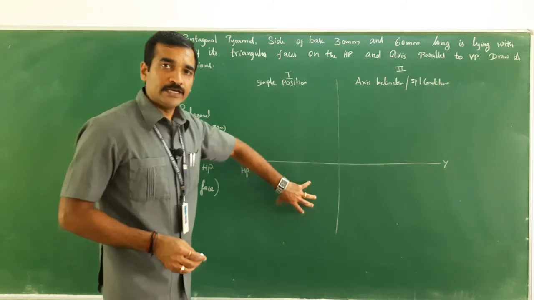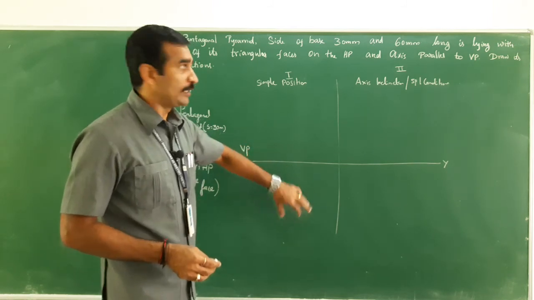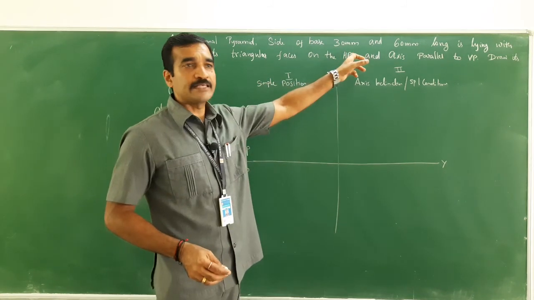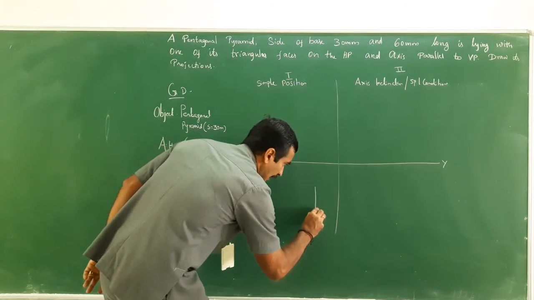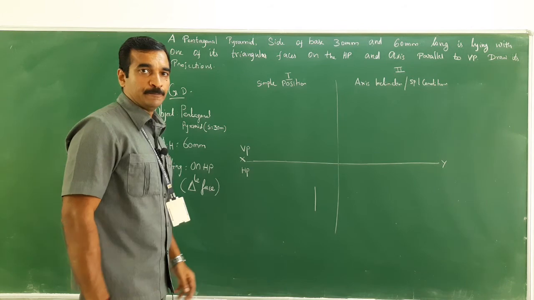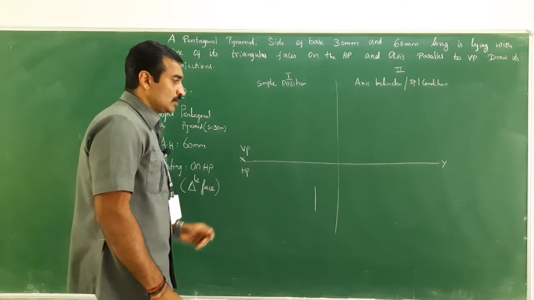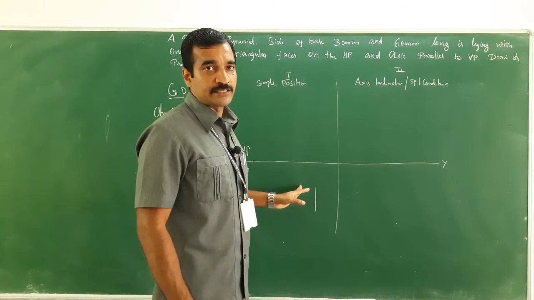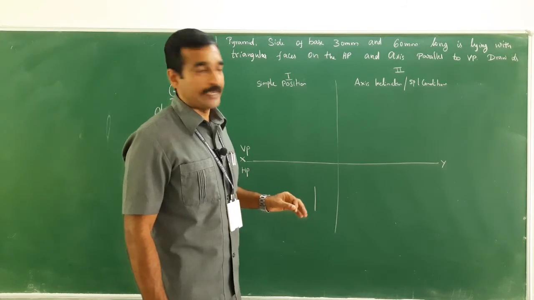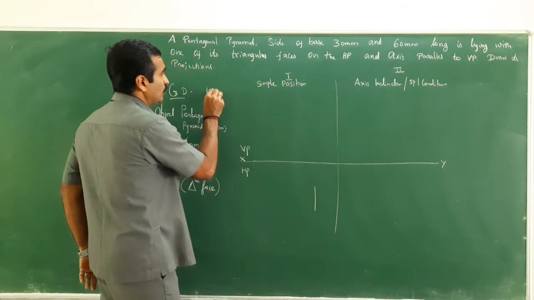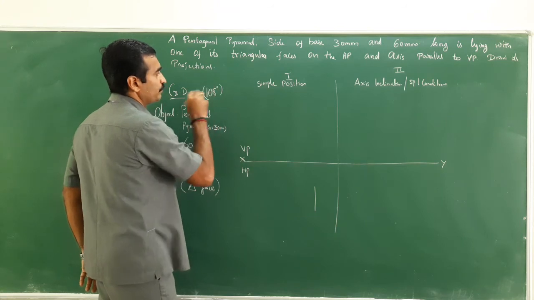So I have to draw the true shape on HP. What is the side? The base side is 30 mm. So draw a line of 30 mm. So as far as pentagon is concerned, what is the internal angle? Which is 108 degree, 108 degree, isn't it?